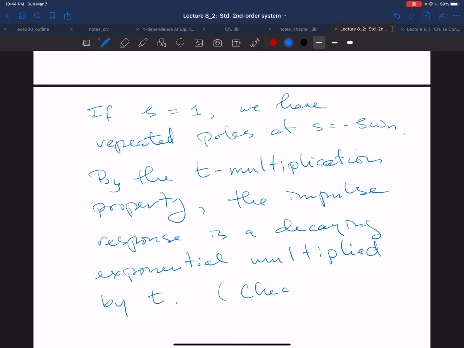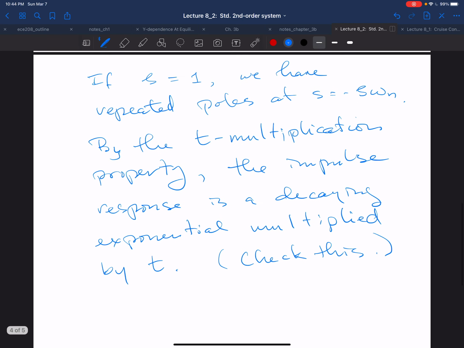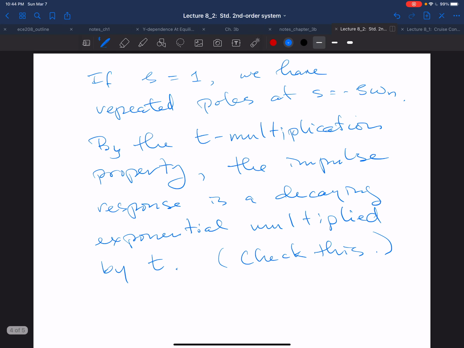And they'll ask you to check this. Okay. So this is a bit of a special case, of course. This is what's referred to typically as the critically damped case. So it's slightly different from the kind of responses you get with the first order system, but in a sense, not a whole lot.